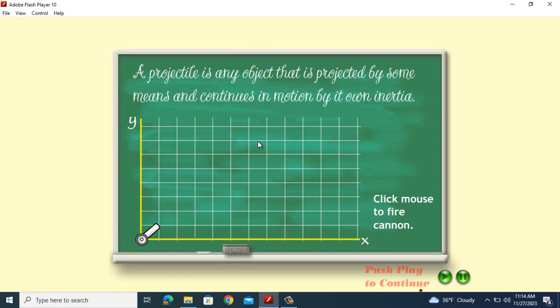Something about these presentations is that the students were always handed a piece of paper where they were supposed to answer questions. So here it says a projectile is any object that is projected by some means and continues in motion by its own inertia. More than likely, the worksheet that went with this would say, what's a projectile? Because this was freshman physics, or any physics where you start this conversation of two-dimensional motion, students aren't clear exactly what that terminology means.